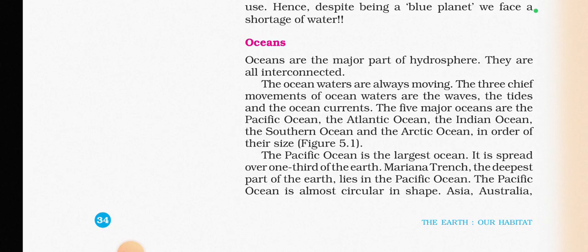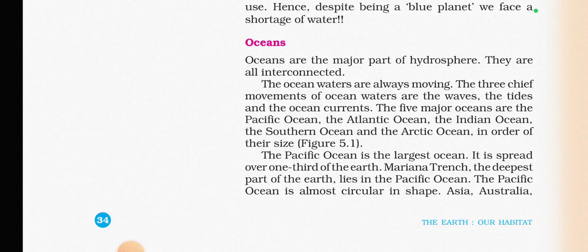The three chief movements of the ocean water are the waves, tides, and ocean currents. The five major oceans, in order of their size, are the Pacific Ocean, Atlantic Ocean, Indian Ocean, Southern Ocean, and Arctic Ocean. So the first, the biggest one, is the Pacific, and the smallest one is the Arctic.